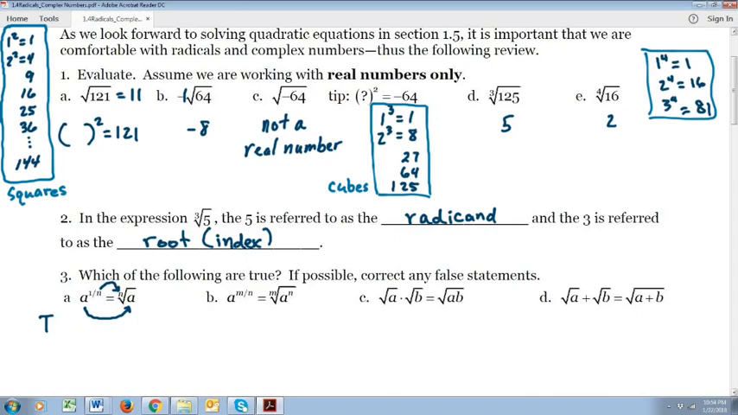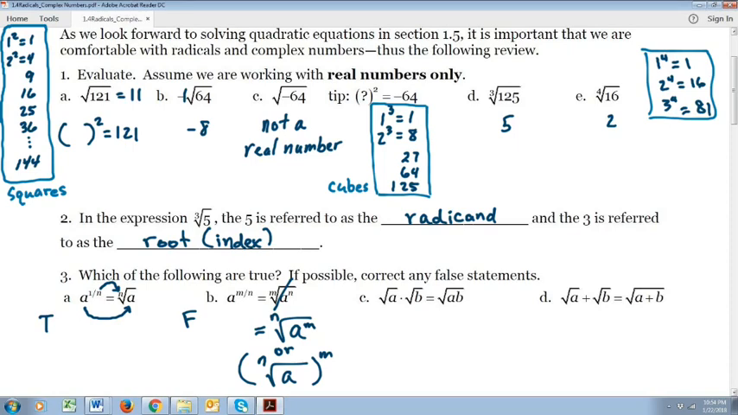Letter B is false. Notice the denominator here is n. That should be my root. So this one is just flipped. It should be the nth root of a to the n power. Now we can actually put the m on the outside of the whole radical, and sometimes it's better to put a radical in this form. And you'll see that in a little bit here.